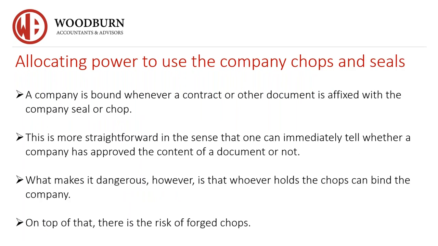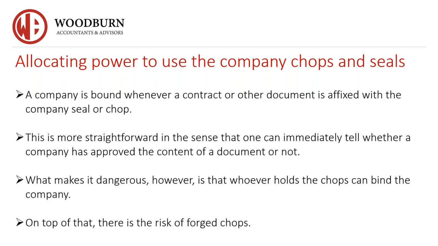So allocating power to use of the company chops and seals is critical. And you're probably wondering what the company chops are. When you incorporate a company in China, as part of the incorporation procedure, you have to apply for chops and you get a minimum of four. So you will get the company chop, the legal rep chop, the finance chop, as well as the customs chop. There are two other chops which are generally used for larger organizations, which are the HR chop and the contract chop.